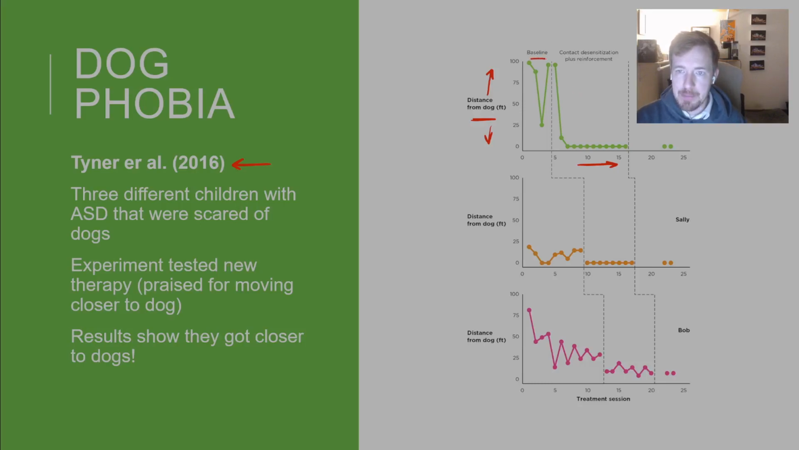We look here at baseline, so this is their normal behavior, and we see that John likes to kind of be away from the dog. He does not want to be around it. And so then after we introduce this new treatment style, which is contact desensitization plus reinforcement, which basically means they're going to have these kids exposed to the dogs, and then they're going to give them like treats or reward them for whenever they get closer to the dogs.